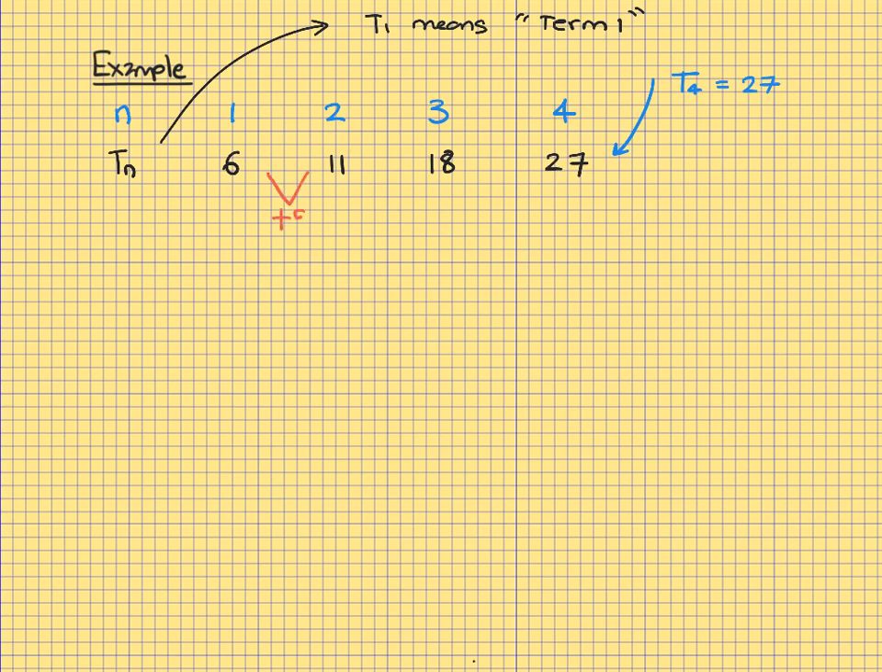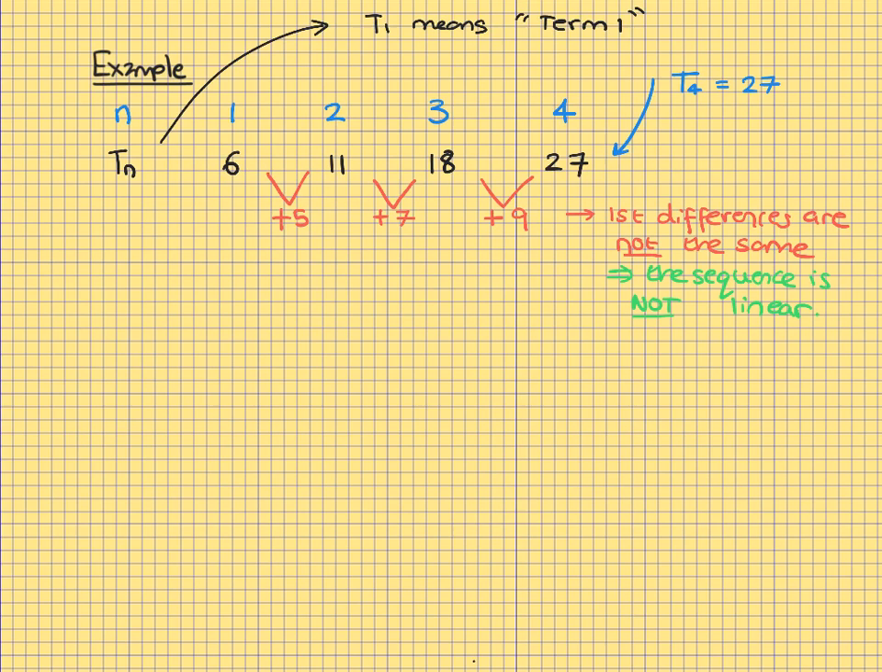Now, let's have a look at the differences between the terms. 6 to 11, that's a difference of 5. 11 to 18, that is a difference of 7. 18 to 27, that is a difference of 9. So what we notice is that the first layer of differences are not the same. Now, what this instantly tells us is that the sequence is not linear.